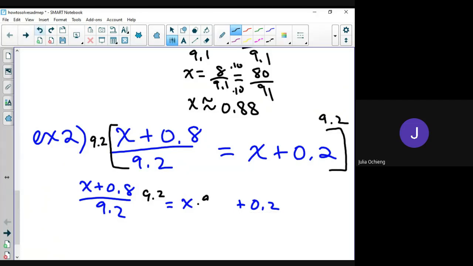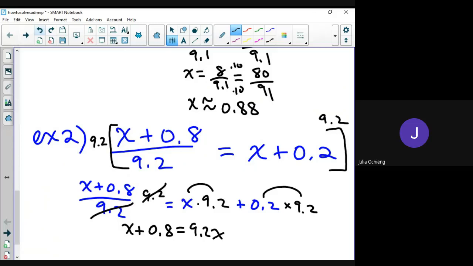So that also has to get multiplied by 9.2. When you multiply a fraction, you can cancel out the denominator, so you're left with a nice, easy non-fraction on the left. On the right, you're left with 9.2x, and multiplying that, plus 9.2 times 0.2. You can use a calculator for that. That's going to be 1.84 with a plus sign in between.